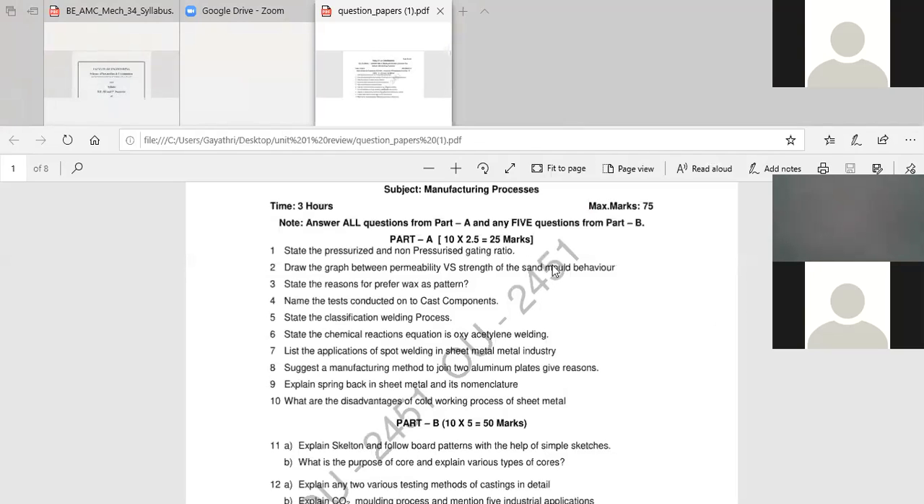Can you see the third question? State the reasons to prefer wax as a pattern. Wax pattern is used when you want a very good surface finish. If you use a wooden pattern, you have to remove it, whereas the wax pattern you can simply melt, and you can use it for investment casting.